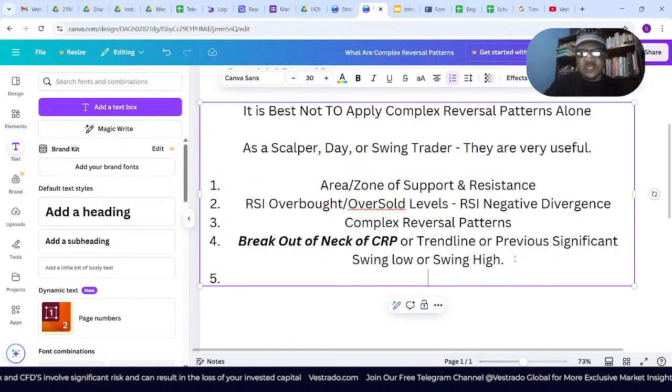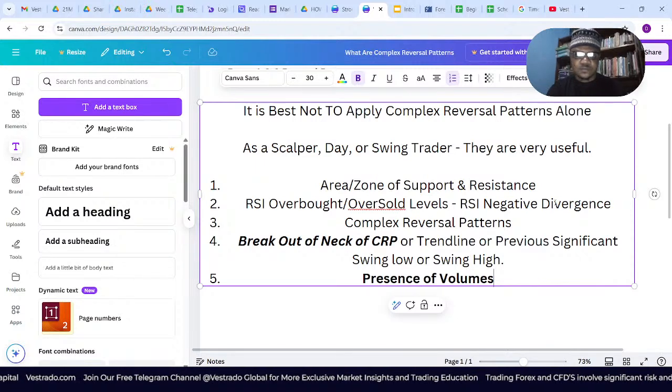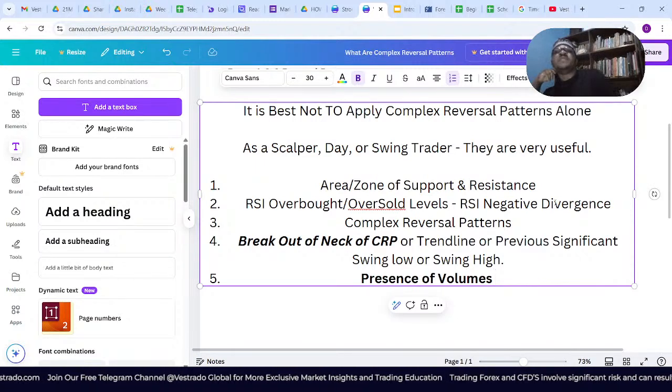So the next strategy here is, say you're looking for volumes in the market. Presence of volumes. Okay, this is very important that many traders fail to pay attention to. So say if you map out all these 5 points as a scale on your strategy.